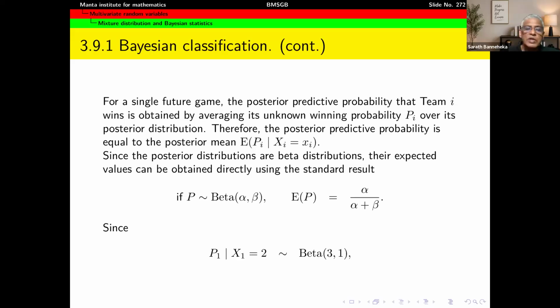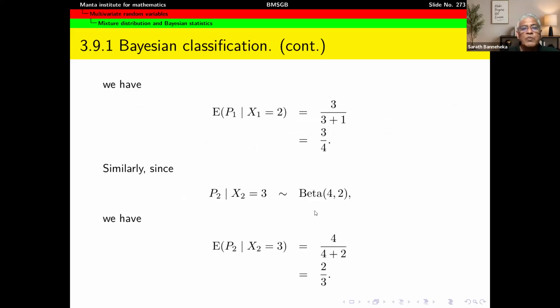We have already found that the posterior of P1 given x1 is a beta distribution with alpha equal to 3 and beta equal to 1. So we can find that the expected value of P1 will be equal to 3 over 4. Similarly, P2 also has a beta posterior distribution, and the expected value is equal to 2 over 3.